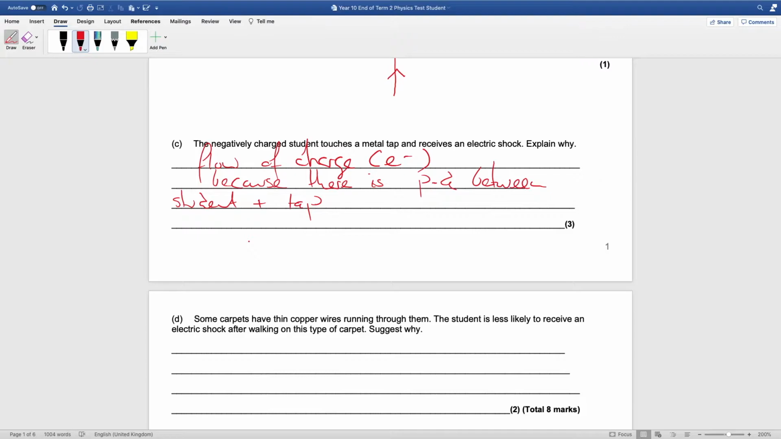So 2 things really are required here: the potential difference and the earthing. So it's a flow of charge because there's a PD between the student and the tap. That is a flow of electrons, and it's being earthed. So the charge on the student is being earthed. Physics isn't difficult, but knowing what to write in this case I think is quite difficult.